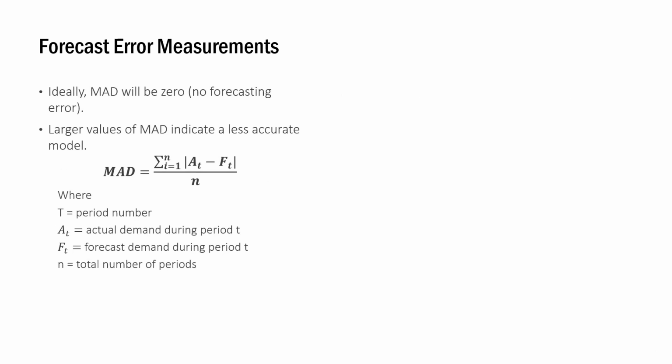Forecast error measurements are essential tools to evaluate the accuracy of forecasting models. The mean absolute deviation, MAD, represents the average of absolute errors. Ideally, we want the MAD to be 0, indicating no forecasting error. Large values of MAD imply a less accurate model. The formula for MAD is the sum from i equals 1 to n of the absolute value of A sub t minus F sub t, all divided by n, where A sub t is the actual demand during period t, F sub t is the forecasted demand, and n is the total number of periods.